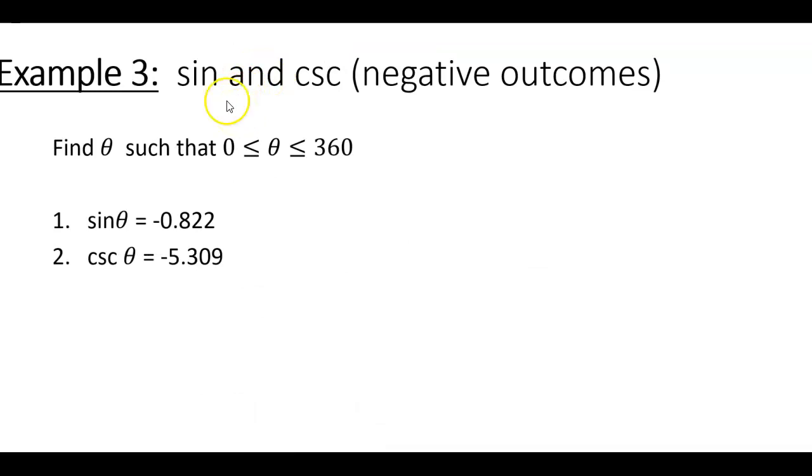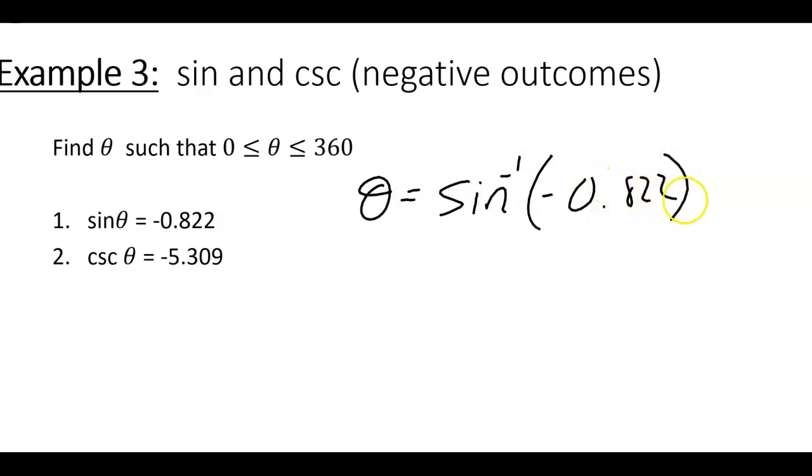So let's go ahead and begin here. We have sine of theta is equal to negative 0.822. So step one is to change cosecant into sine, but we can skip that because it's already sine. Step two is to use our calculator. So first thing I'm going to do is get rid of the sine on the left side, so the theta is by itself. I'm going to put arcsine on the opposite side. And then from here, I'm going to get out my calculator and figure out what that is. All right, the answer we get there is negative 55 degrees.